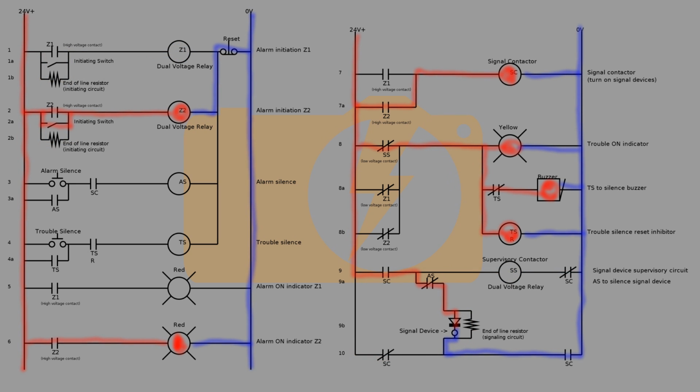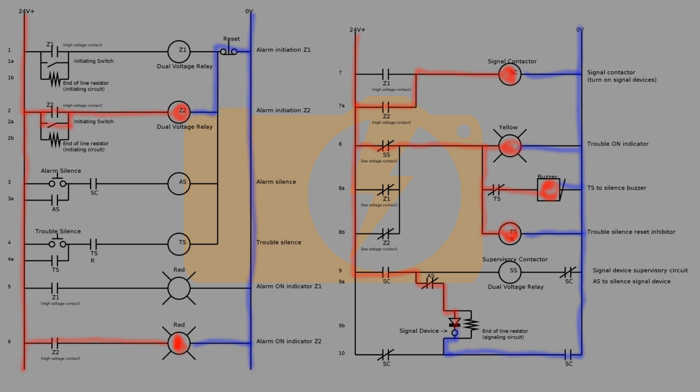Similar to the operation of the original circuit, if the initiating switch on 2A is activated, this will cause the high voltage coil of Z2 to be active. This will close the Z2 contact on rung 2, latching the alarm in the on state. This also activates the Z2 high voltage contacts on rung 6 and rung 7A, turning on the circuit 2 alarm indicator and the signal contactor, SC.